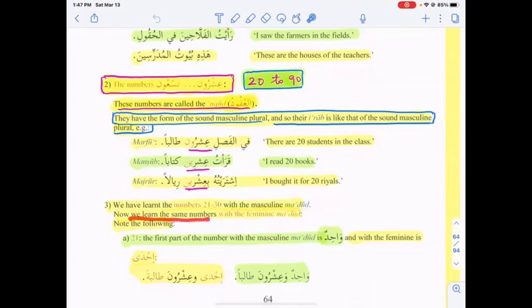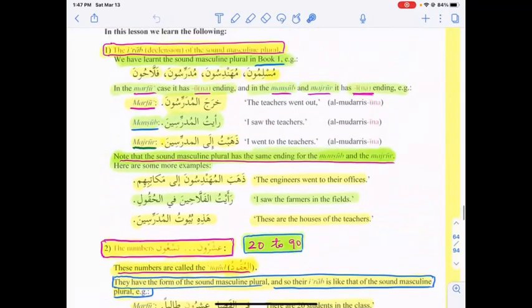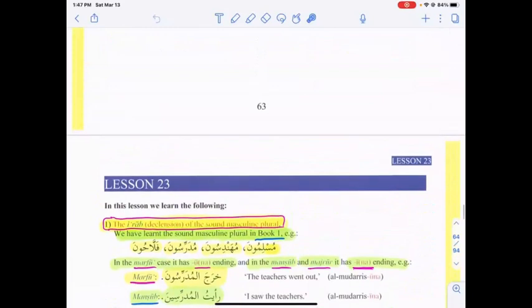We have learned the number 21 to 30 with masculine ma'dud. Now we will learn the same number with feminine ma'dud. Note the following. Now we haven't done it thoroughly. I've been very straightforward to you, but inshallah, from now onwards, we will do it bit by bit. This is lesson 21. I beg your pardon, this is lesson 23.